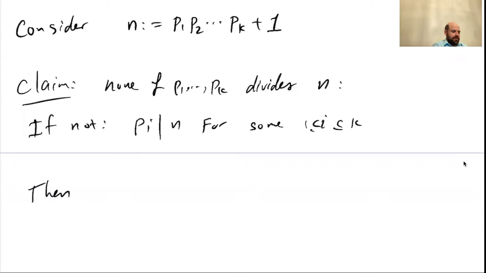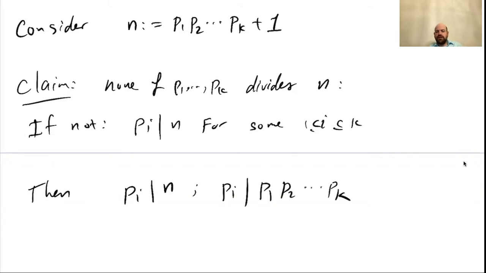Okay, so see, look at here. pi divides n by my assumption. Of course, pi divides p1 times p2 times pk as well, right? Because remember, pi is one of the numbers in 1 to k. So pi is one of the numbers p1, p2 to pk. Now, if pi divides n and pi divides p1 times to pk, pi will divide the difference between these two.